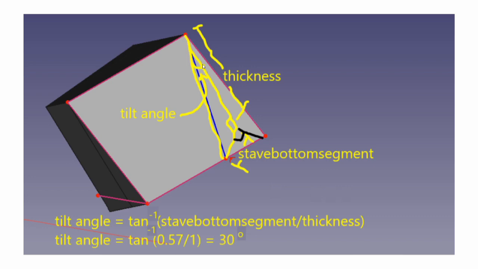So since we have a right triangle where we don't know the length of the hypotenuse, we don't necessarily need that, but we know the thickness or the height of this leg of the triangle, we know the length of this leg of the triangle, so we can figure out this tilt angle using the inverse tangent function, which is the inverse tangent of the stave bottom segment divided by the thickness, based on our previous numbers. The inverse tangent of 0.57 divided by 1 is 30 degrees. And now we have our tilt angle, and we're done.